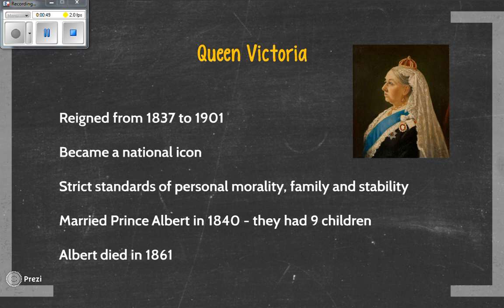She married her cousin Prince Albert in 1840 and adored him. She created a culture that valued family and stability. Their 9 children married into royal and noble families across the continent, tying them together and earning her the nickname the Grandmother of Europe. Albert died in 1861, and Victoria fell into a deep mourning, wearing black for the rest of her life.